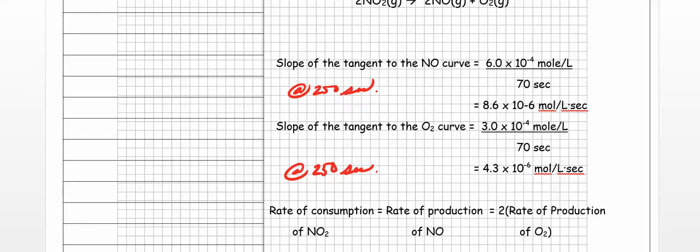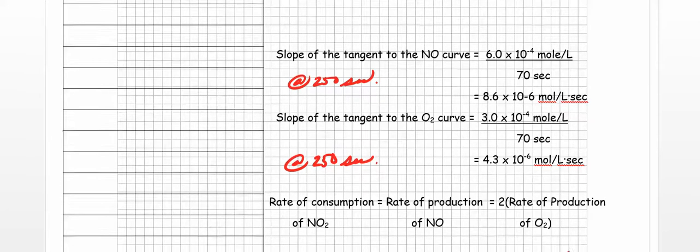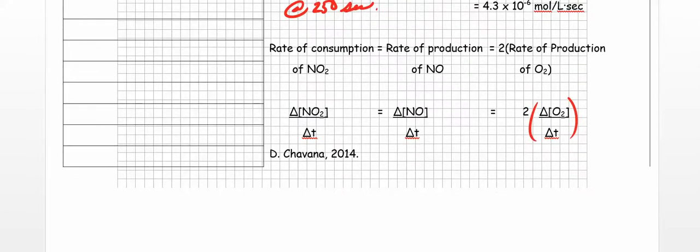Now that's important because from the balanced equation, we can see that the rate of consumption of NO2 is equal to the rate of production of NO, which is equal to twice the rate of production of O2, right? Because remember, it was a 2 to 2 to 1 mole to mole to mole relationship. So to get the production of O2 up to the production of NO, we're going to have to multiply it by 2. So we have the change in NO2 concentration divided by delta t is equal to the change in NO divided by delta t, which is equal to twice the change in O2 divided by delta t.